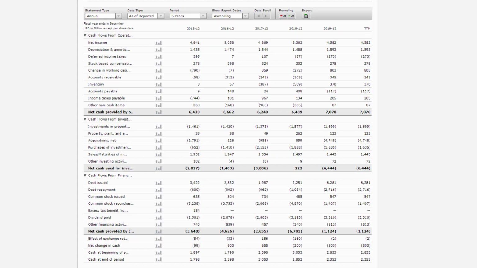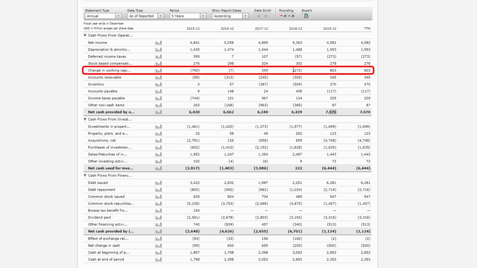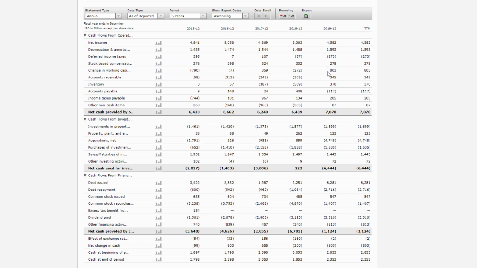Like I said, we like to see an increasing cash flow from operations. Looking at 3M, the net cash from operations increased nicely year over year from 2018 to 2019. We can also see that the bulk of that is coming from a changing working capital. In 2018 it was negative 272 million, and in 2019 it is 803 million. So the working capital is the difference between the current assets and the current liabilities. So positive working capital is a good sign, and it means that the company is able to pay its short-term obligations. So basically that it has more current assets than current liabilities.